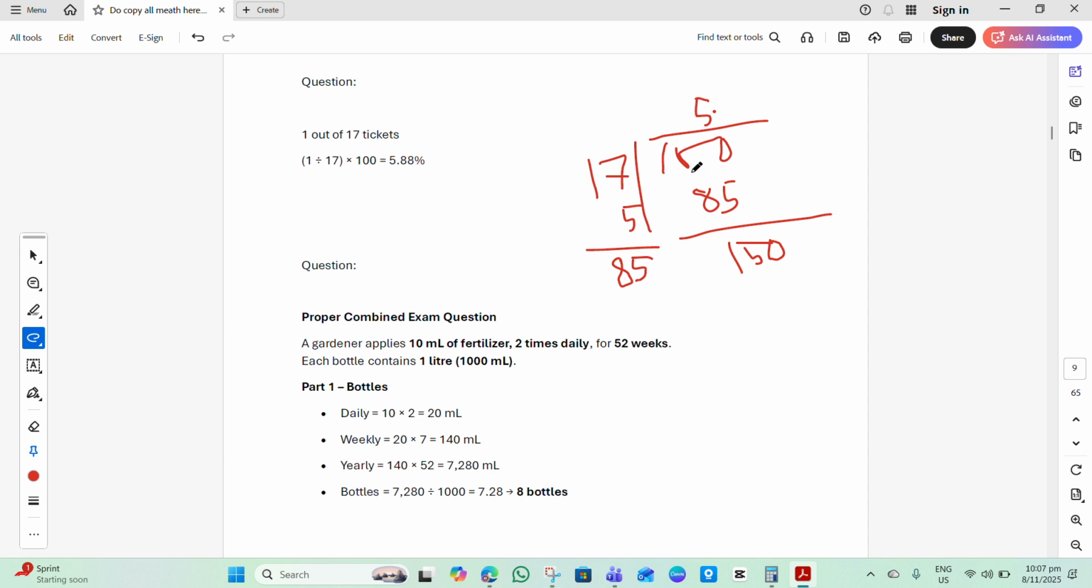17 into 8, 17 times 8 is 136. Below 136, upside is 8. Okay, 136. Correct. So division, 150 minus 136 is 14. So we take one more zero. So again 136.